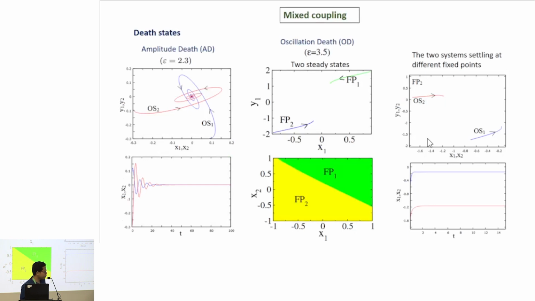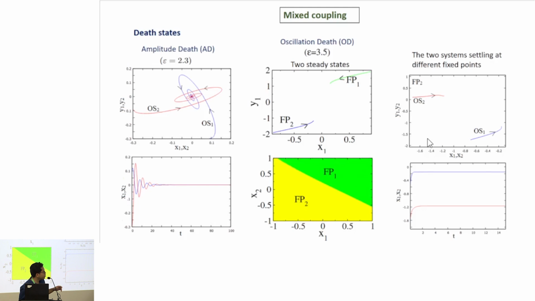So I'm showing the three forms of dynamics which are apparent in this coupling scheme. I'm focusing on the death states here. In amplitude death, I'm showing how the two oscillators end up at the same fixed point. This is the time series for the two oscillators. And for 3.5, as we can see, both the oscillators settle at two different fixed points, as shown here. We have two fixed points which are shown in x1, y1 space.